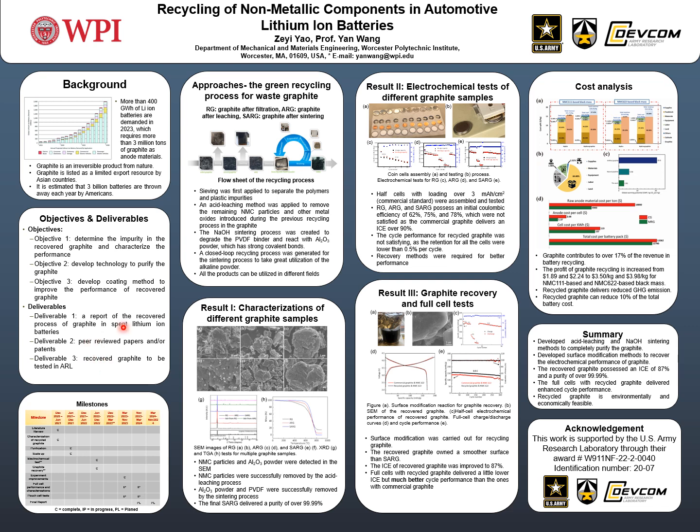Now let's come to the experimental part. After we got the initial graphite from the leached black mass, we found the impurities are polymers, papers, transition metal oxides, and aluminum oxide. First, we did a sieving process to separate the polymers and the papers. Then we used an acid leaching step to dissolve all the transition metal oxides.